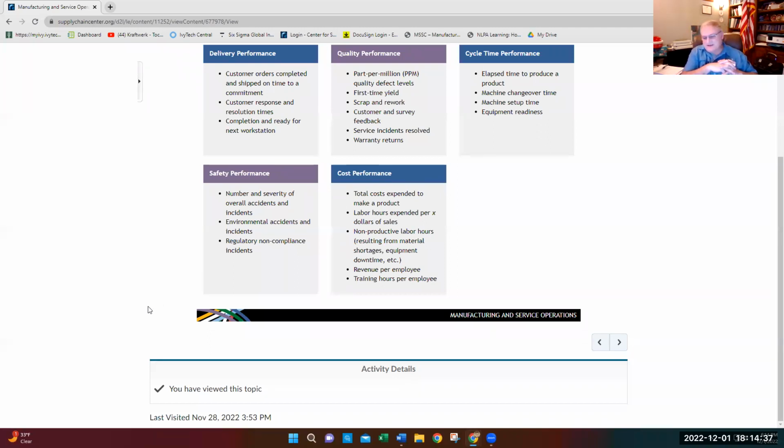Safety performance. This one is the number and severity of overall accidents and incidents. This is an area that has to be like the most important area, because when we're talking about safety, we're not talking about a machine breaking down. We're talking about something that has interacted with an employee and one of your people are injured or down.